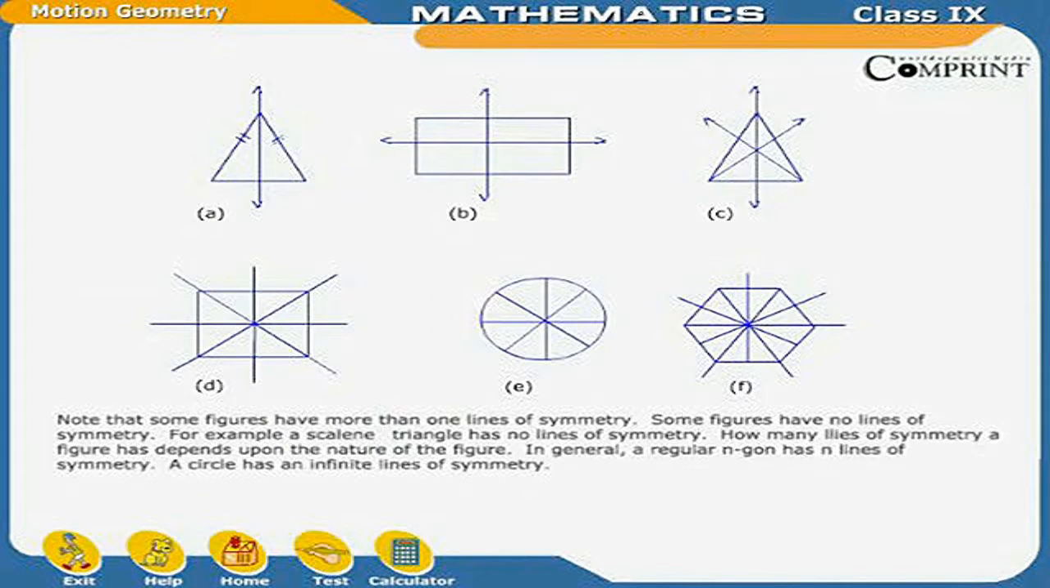But some figures have more than one line of symmetry. Some figures have no line of symmetry. For example, a scalene triangle has no line of symmetry. How many lines of symmetry a figure has depends upon the nature of the figure. In general, a regular n-gon has n lines of symmetry. A circle has infinite lines of symmetry.